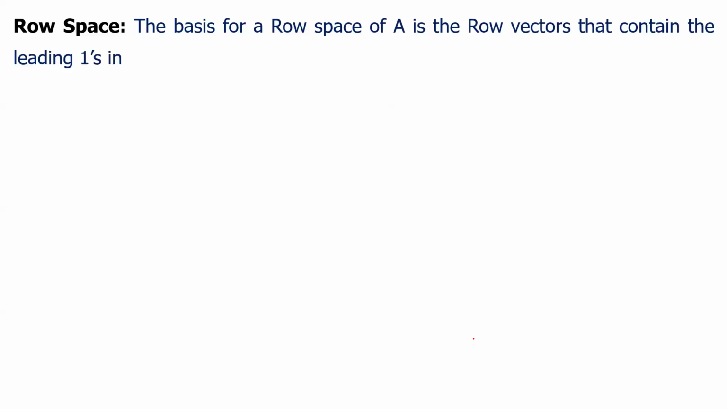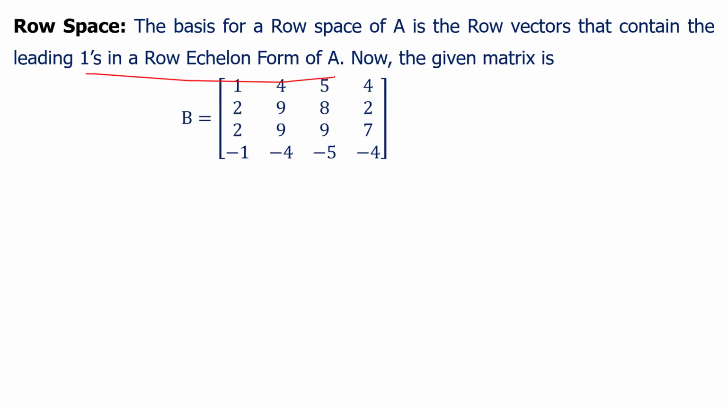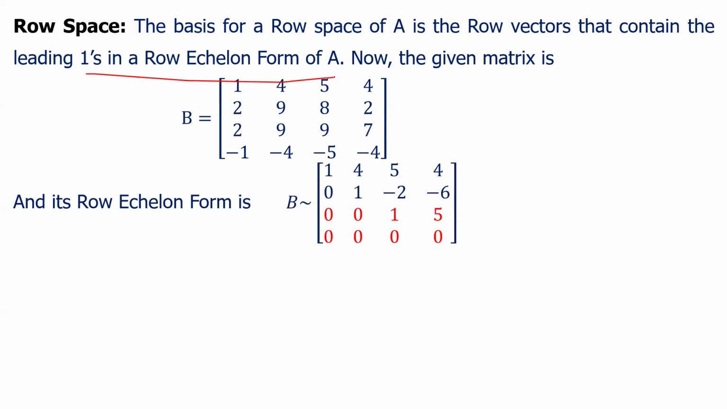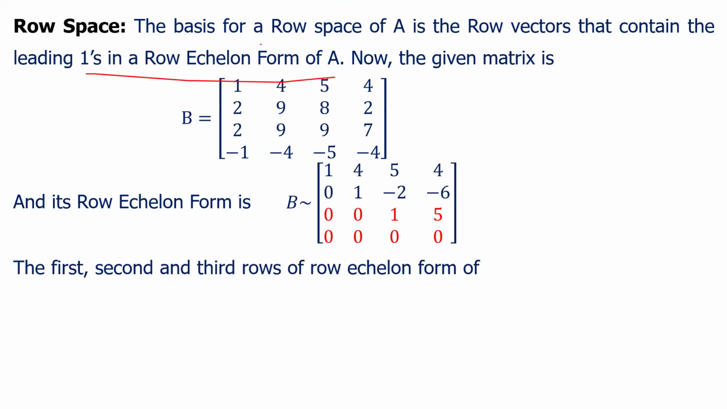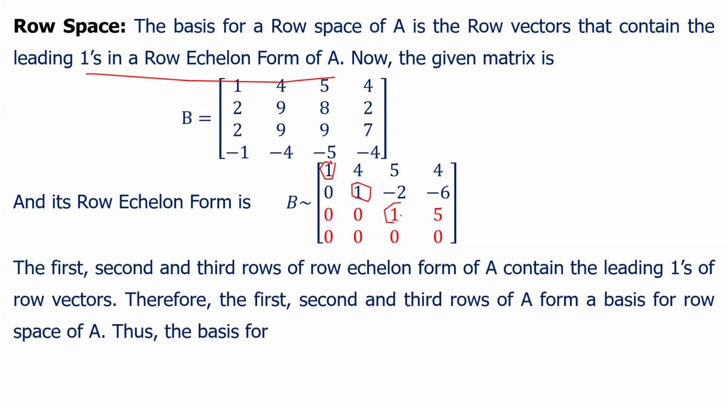Similarly, let us try to find out the row space. The basis for a row space of A is the row vectors that contain the leading ones in a row equivalent form of A. Now the given matrix is this, and its row equivalent form is [1, 4, 5, 4; 0, 1, -2, -6; 0, 0, 1, 5; 0, 0, 0, 0]. What is the first leading element? This is the first row, this is the second row, and this is the third row.